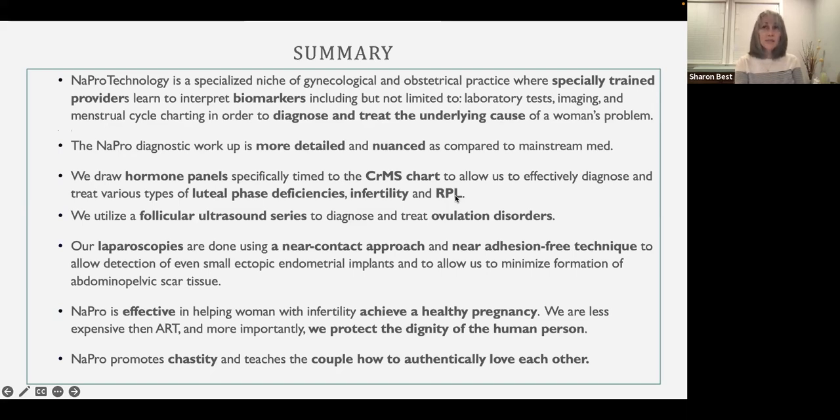I've had a number of patients who have come to me after they failed IVF or some of the other treatments that we've discussed. We do a follicular ultrasound series to diagnose these ovulation disorders. Our laparoscopies are amazing. We use the near contact approach and the near-adhesion-free technique. We're effective in helping women to achieve a healthy pregnancy, and we protect the dignity of the woman and of the human person. And of course, we promote chastity and authentic love.